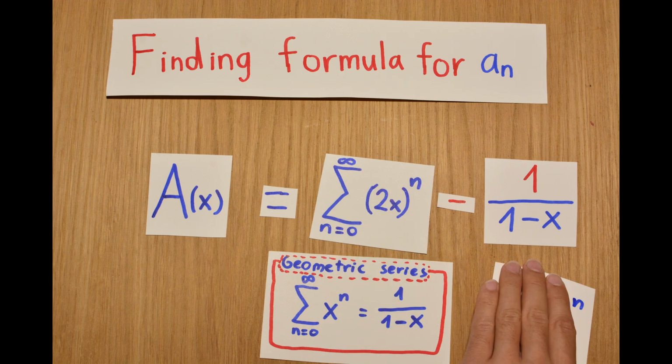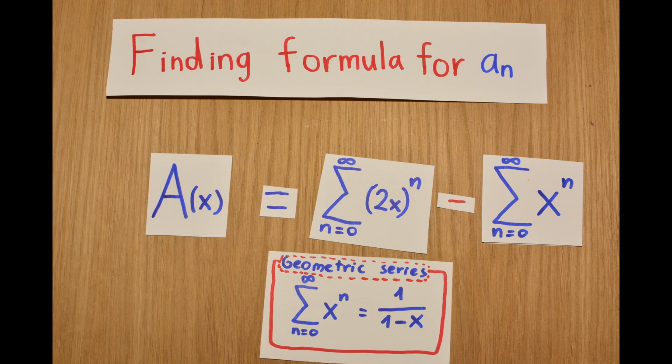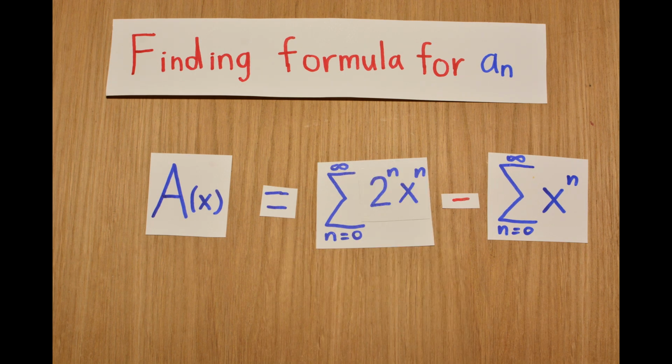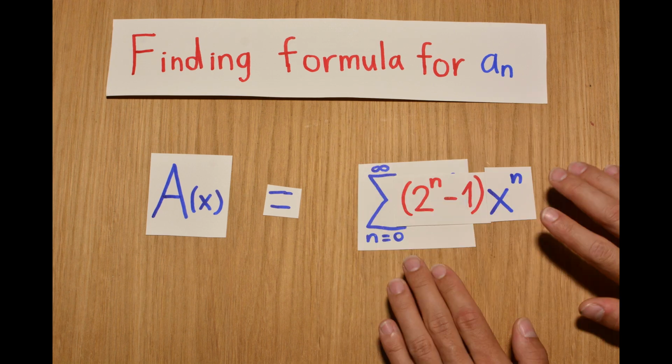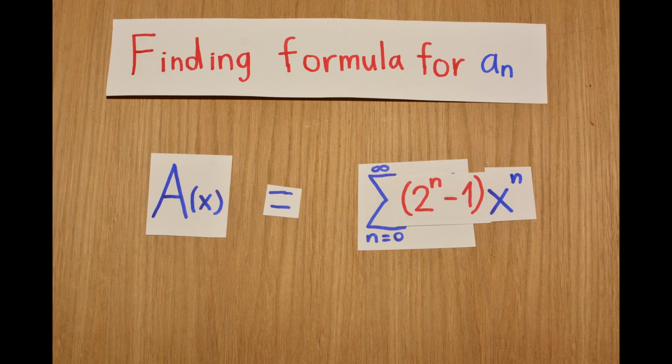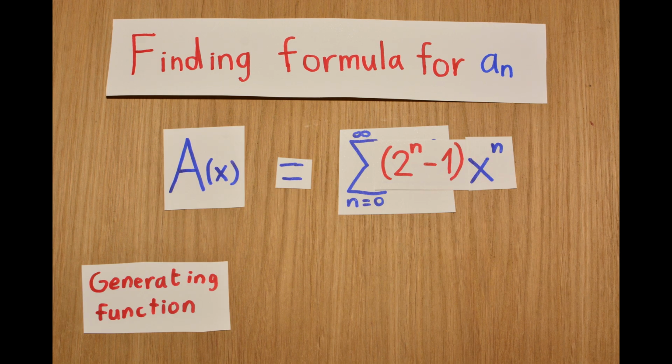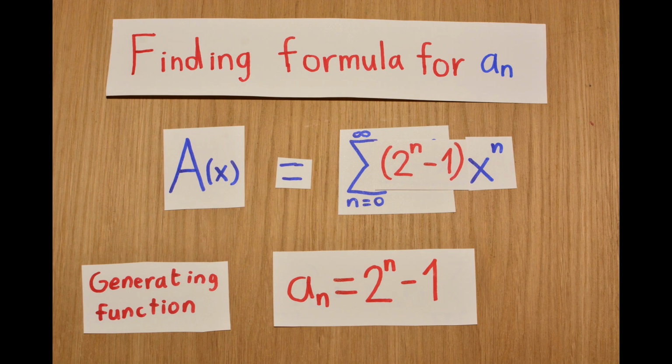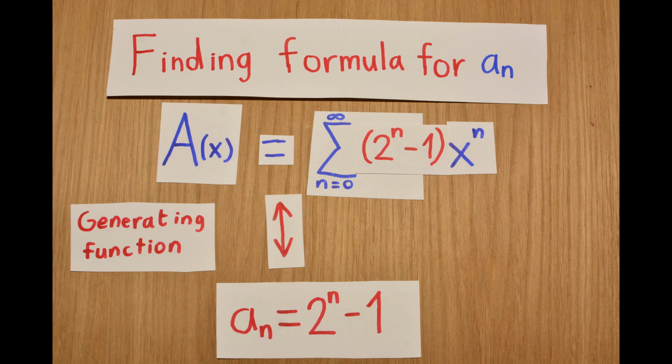Now we use the geometric series again to turn our fractions into infinite series. This is it. We've got our generating function. If you remember the definition, it just remains to read off the coefficient, and we have the formula for our sequence that I've shown earlier.